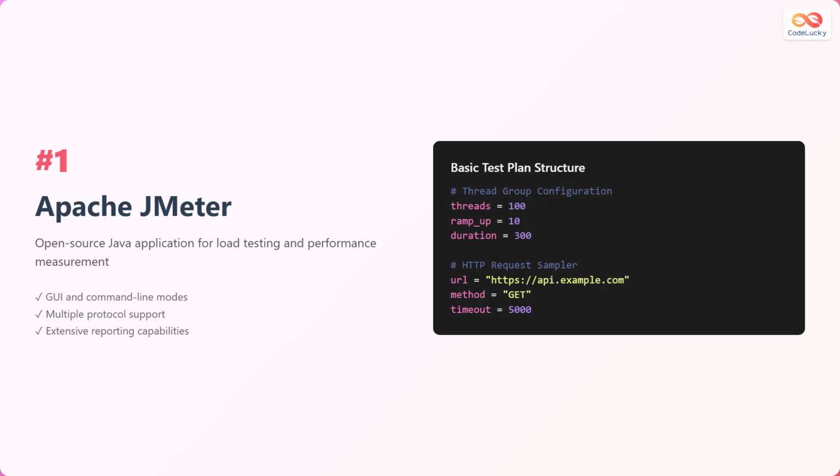The thread group configuration defines the number of threads, which is 100, ramp-up time, which is 10, and duration, which is 300. The HTTP request sampler specifies the URL, which is https://api.example.com, the method, which is GET, and the timeout, which is 5000.